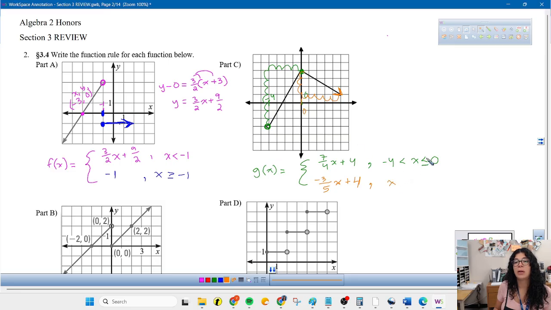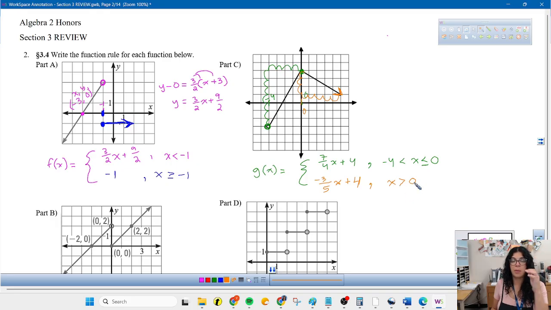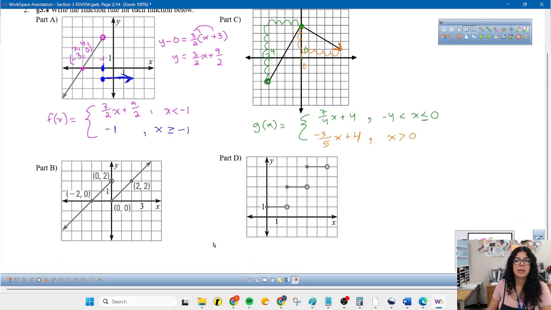Since I already included the x value 0 on the previous one, I'm not going to include the x value 0 on this one. So when x is greater than 0. Another option would be to not include 0 here and include it on the other, and that would also work and be a correct answer. So that's part C. Let's do part B next.